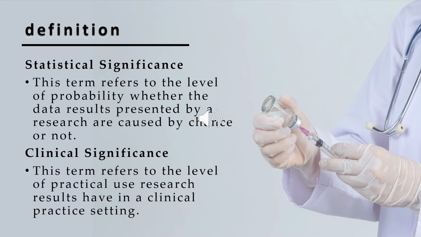Statistical significance helps determine the level of probability whether the data results presented by a research are caused by chance or not. If research findings are deemed to be statistically significant, this means then that there's a very low probability that it only happened by chance. If they're deemed to be statistically insignificant, then it means it's the other way around.